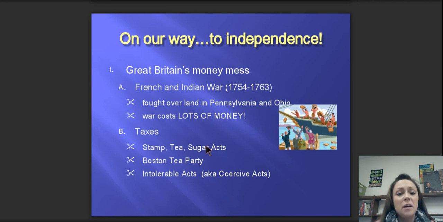The Sugar Act, as you can tell, placed a tax on sugar-related products like rum and molasses and stuff like that.